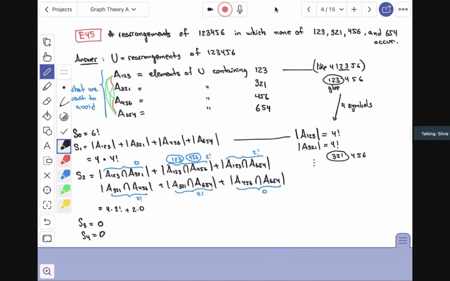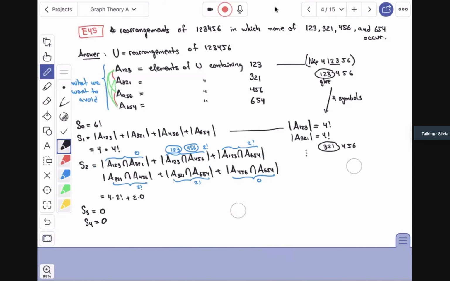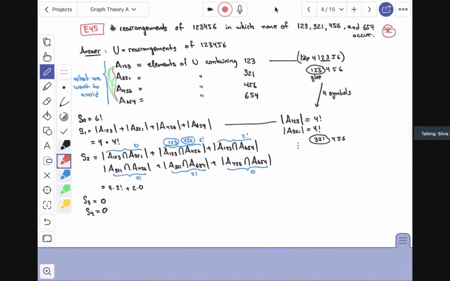So my number of rearrangements, let me just call it this, by inclusion-exclusion, is equal to S0 minus S1 plus S2 minus S3 plus S4. And that happens to be 6 factorial minus 4 times 4 factorial plus 4 times 2 factorial. And you can leave it like this.